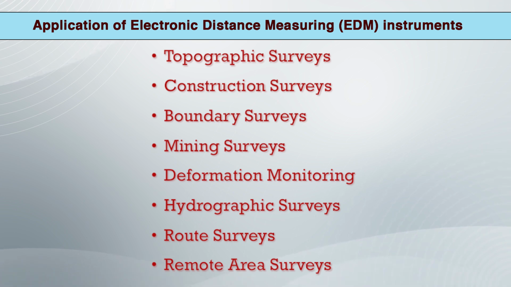Construction survey. In construction projects, EDM instruments help measure distance for setting out points, alignment of the structure, and ensuring the construction aligns with the design specification. The third application is boundary survey. EDM instruments provide precise measurements for establishing property boundaries, ensuring that the legal descriptions of the land are accurate.